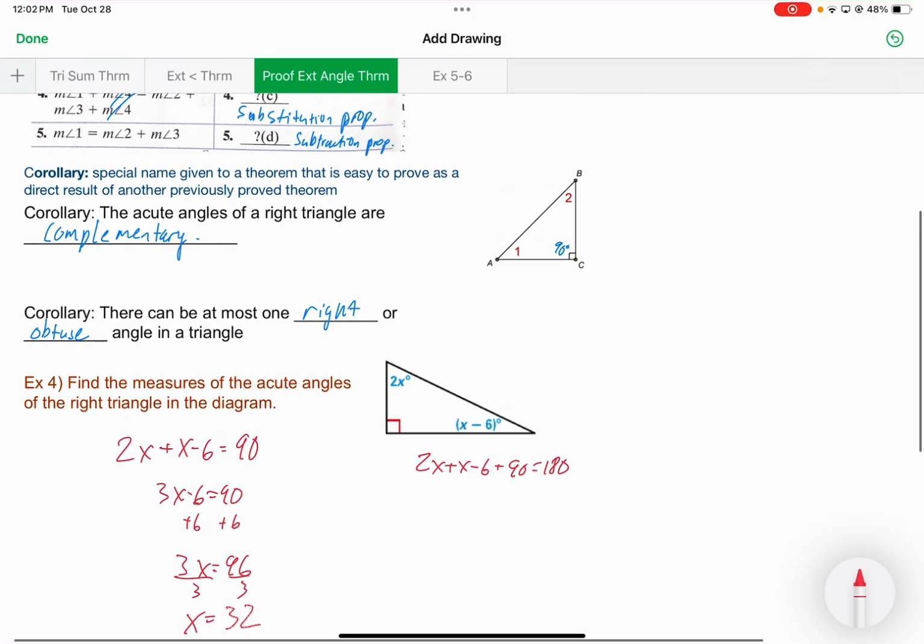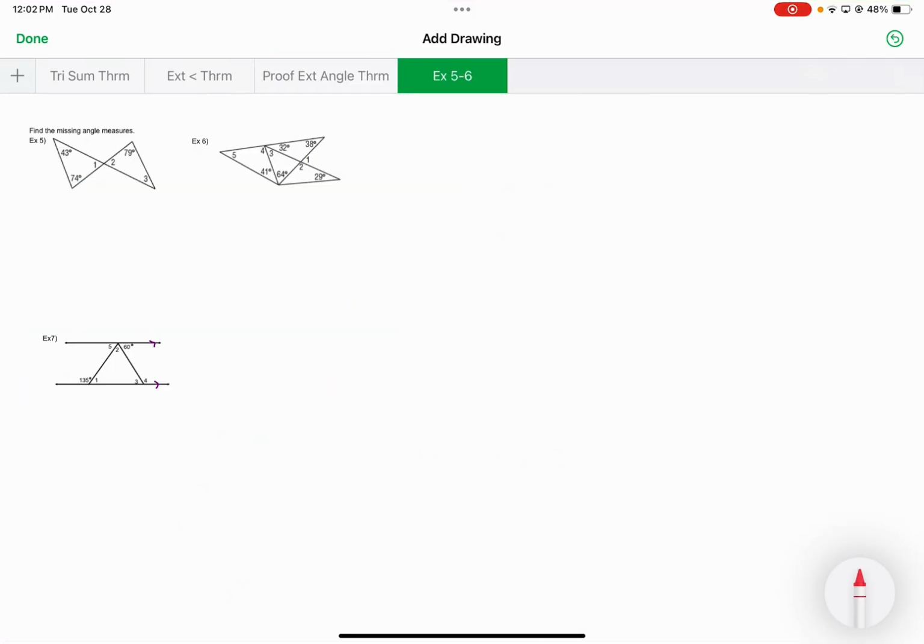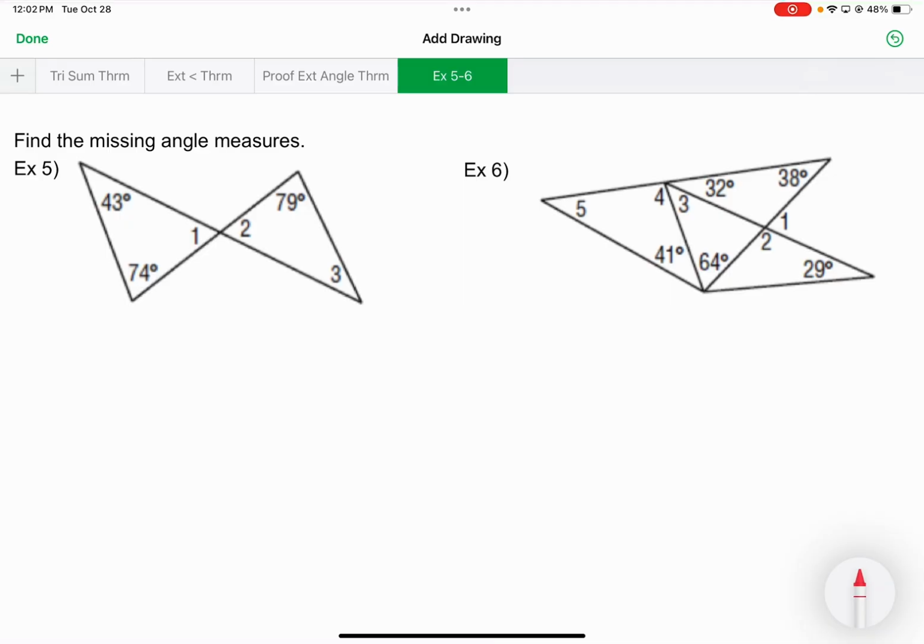All right. Let's do these last examples and we'll call it a day. Yeah, go for it. All right. Hey, I like these. I look at them like puzzles.